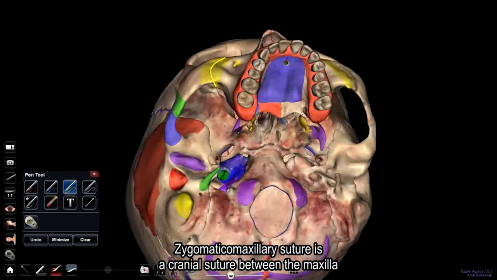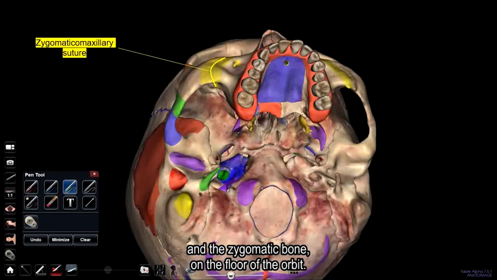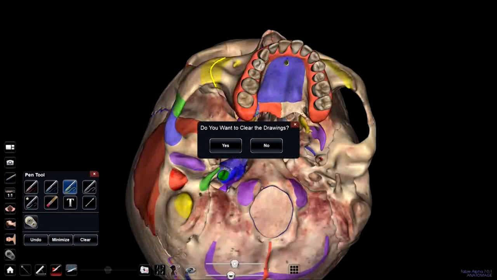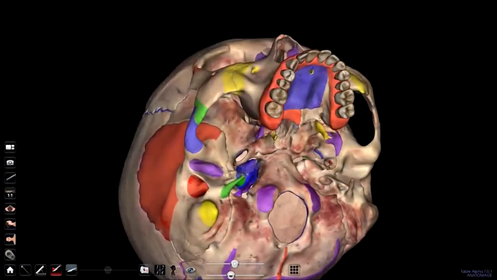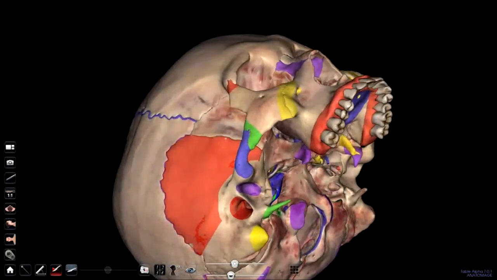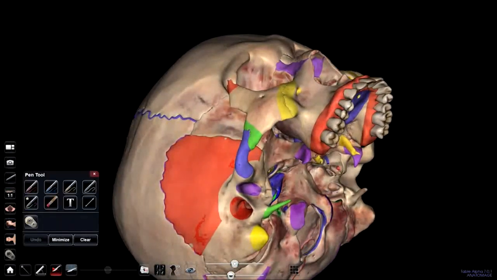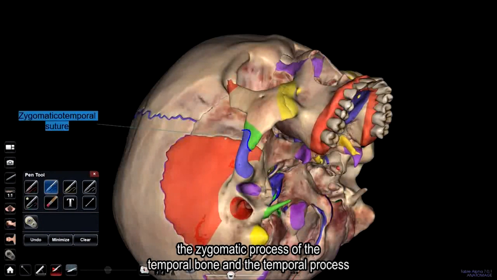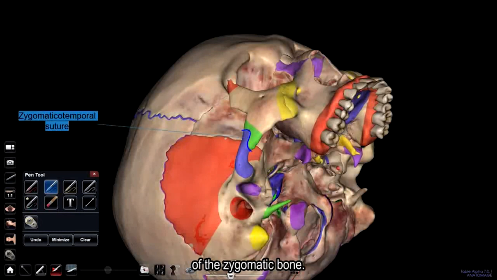Zygomatico-maxillary suture is a cranial suture between the maxilla and the zygomatic bone on the floor of the orbit. Zygomatico-temporal suture is between the zygomatic process of the temporal bone and the temporal process of the zygomatic bone.